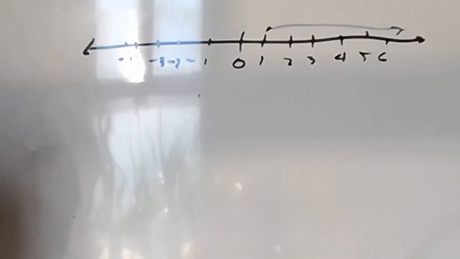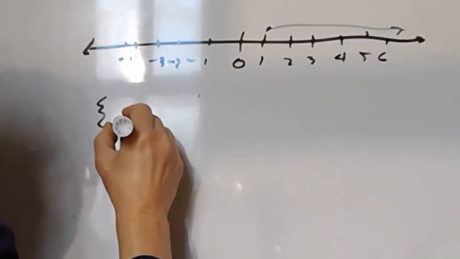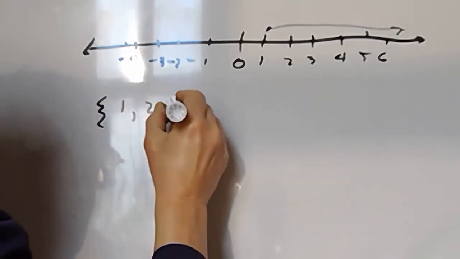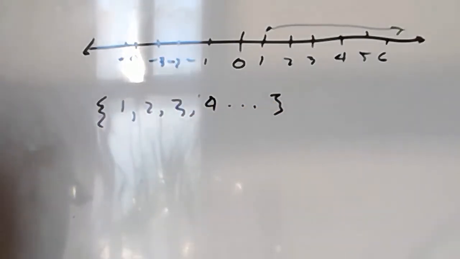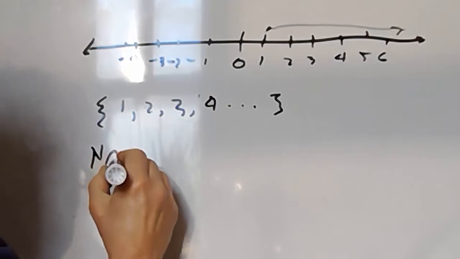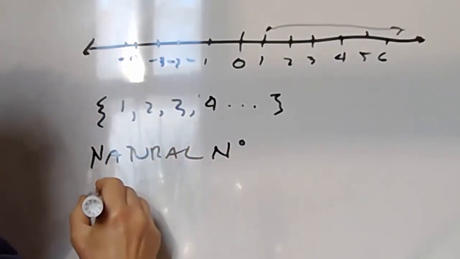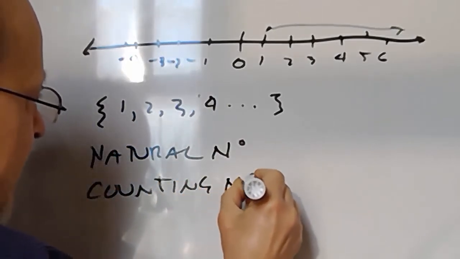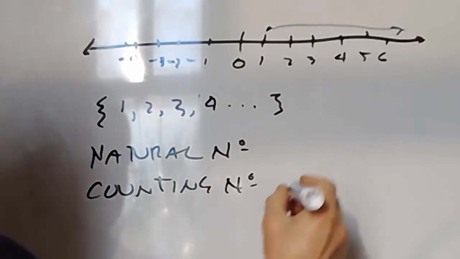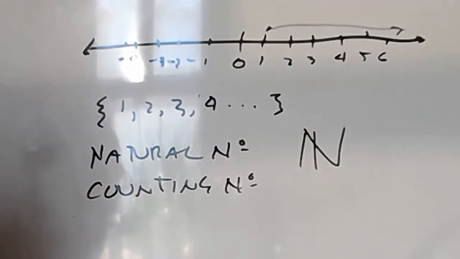Now, the thing is that part of this line from 1 on are the numbers we're most familiar with, and those numbers are the natural numbers. So we can indicate those numbers as 1, 2, 3, 4, or sometimes we call them the counting numbers. And these are the natural numbers or counting numbers. And these are indicated by the symbol N with 2 bars.